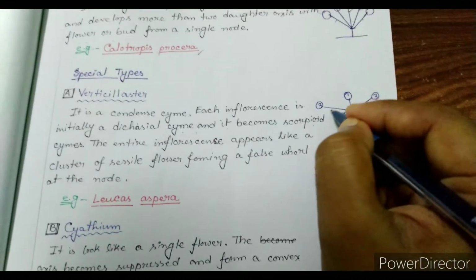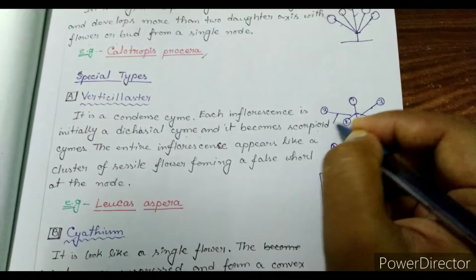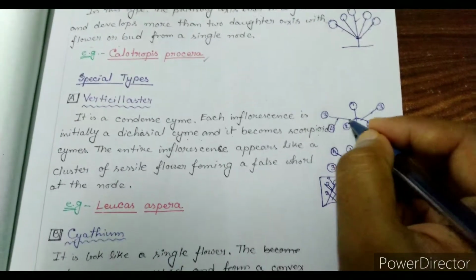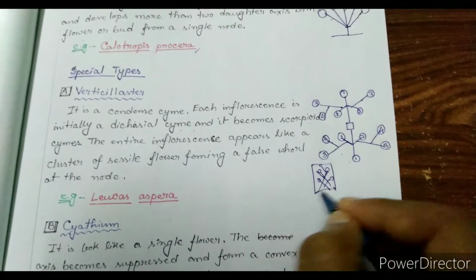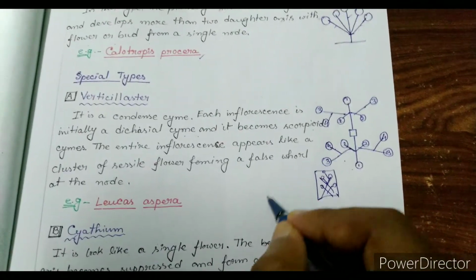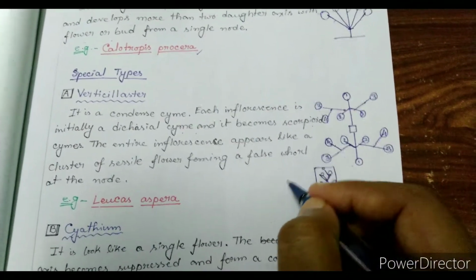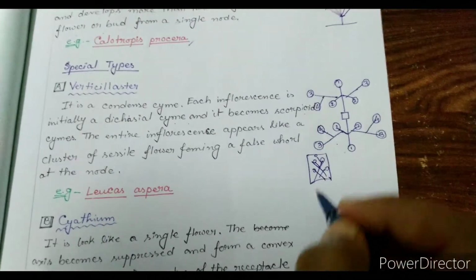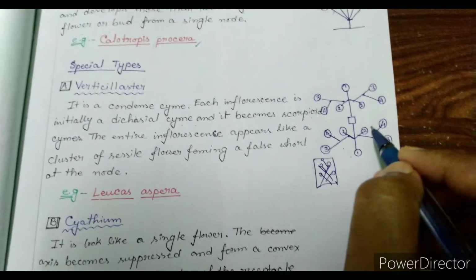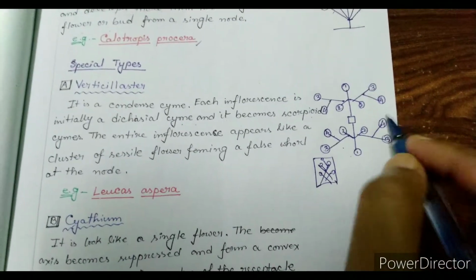At the same time, another flower arises from the right side, because flower number 3 arises from the left side. In the case of the zigzag model, one flower arises from the left side and the upper one arises from the right side, and the same pattern follows throughout the whole inflorescence. This type of arrangement is called verticillaster inflorescence.